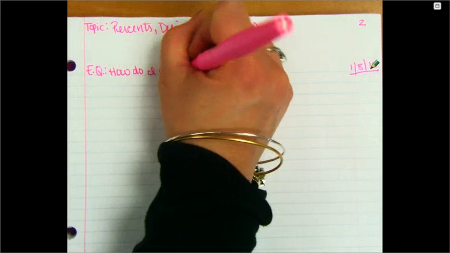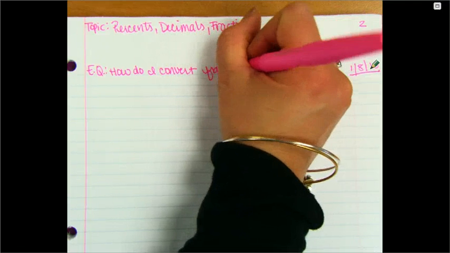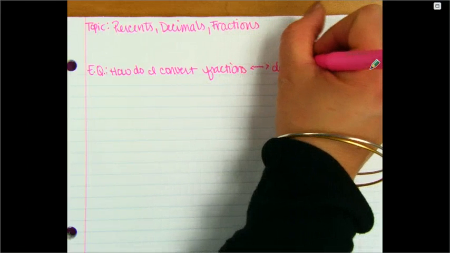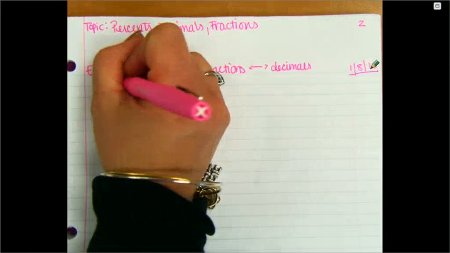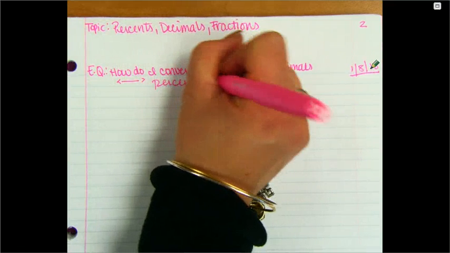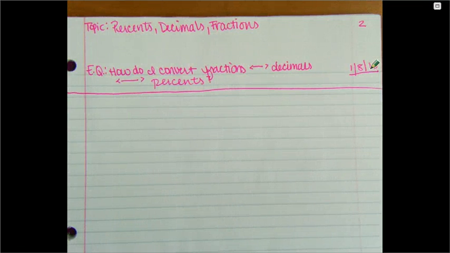So how do I convert fractions, decimals, percents? I have the arrows going both ways because it really doesn't matter which one I give you first. You need to be able to do them all.